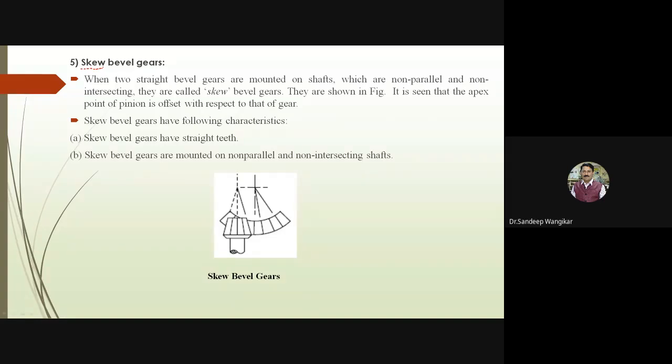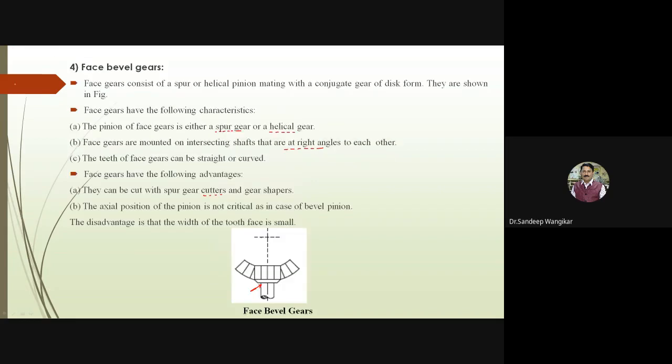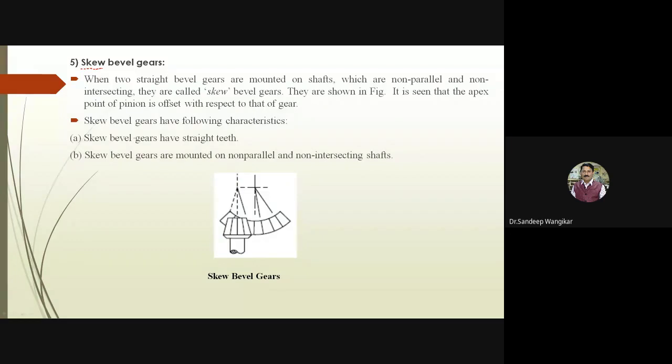Once again, I will repeat before proceeding. Two straight gears. We have seen the concept in the first slide. What do I call a straight gear? The teeth are cut straight. Such a bevel gear is called a straight bevel gear. So if two straight bevel gears are taken but mounted such that they are non-parallel and non-intersecting, then we can call this a skew bevel gear. This is shown in the figure. You can refer to the figure. Here you can see this is the apex point and this is the apex point. This gives the condition.